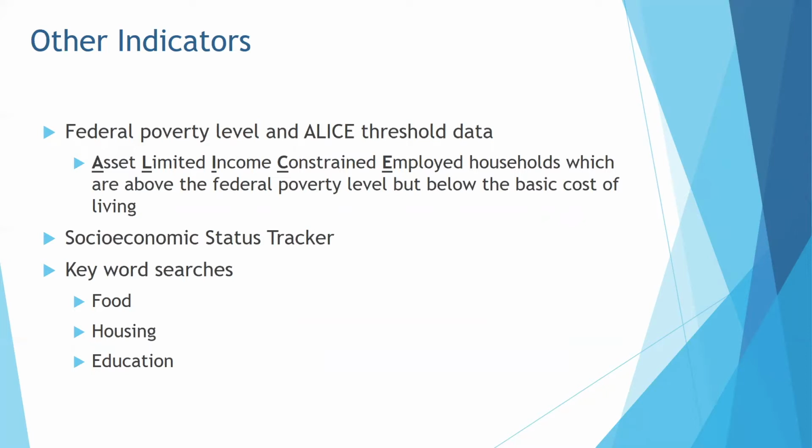And while most people are familiar with the federal poverty level data, which is an indicator of extreme need, we also have information on something called asset limited income constrained employed, or ALICE households. And these are households that are above the federal poverty level, but they still are below the level of a basic cost of living. Something that some people used to refer to as the working poor, but it really helps you paint a picture of need in a community that's far beyond the federal poverty level.